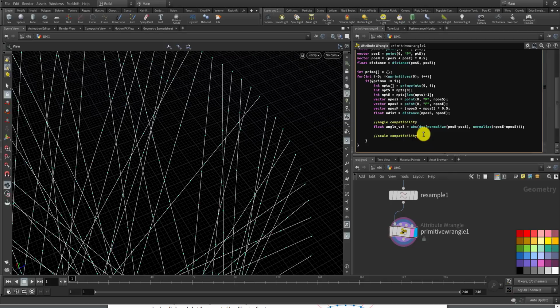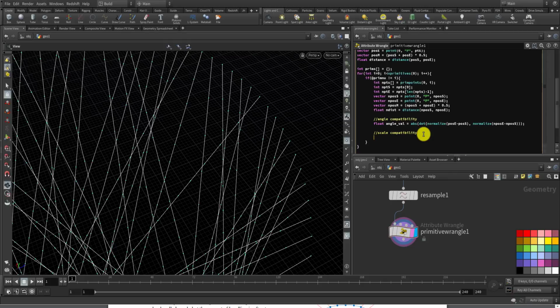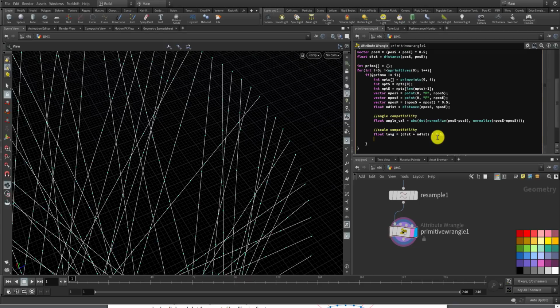Okay, first of all, in order to calculate the scale compatibility, I'm gonna get the average length between the source primitive and the target primitive. If you're looking at this one, that will be the source primitive, and if you're looking for the pair primitive, the other primitive lines like this one will be the targeted one. So let's first calculate the average length, which will be calculated as the distance plus the other distance, the pair distance. Let me name this dist. So dist plus ndist multiplied by 0.5, which gives me an average distance.